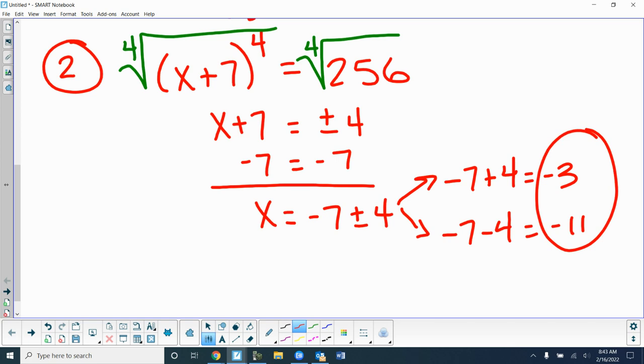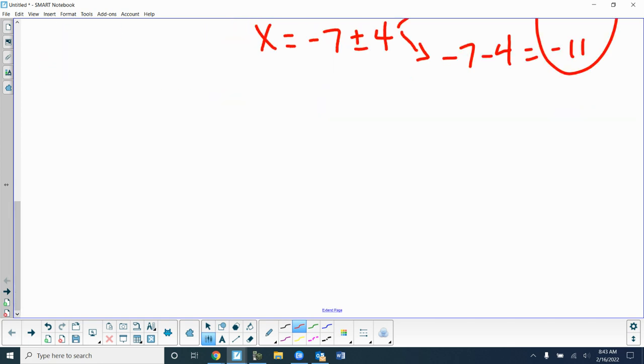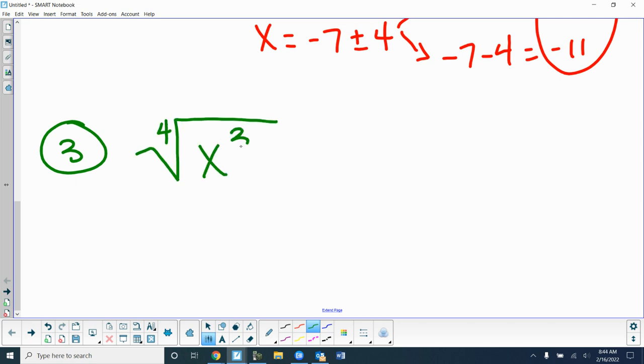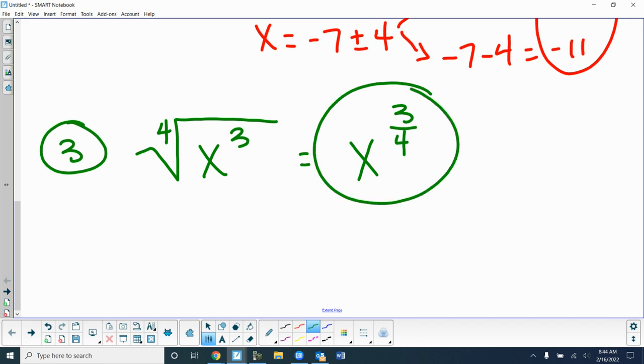All right. Number 3, we have it written in radical form, and you're supposed to write it in exponential form. Our radical is the fourth root of x cubed. So the index, is that the denominator or the numerator? The index. Denominator or numerator? Denominator. Exponent, numerator. So just don't switch those, all right? That's all we're asking. That's a rational exponent. A rational number, remember, is a fraction. Okay?